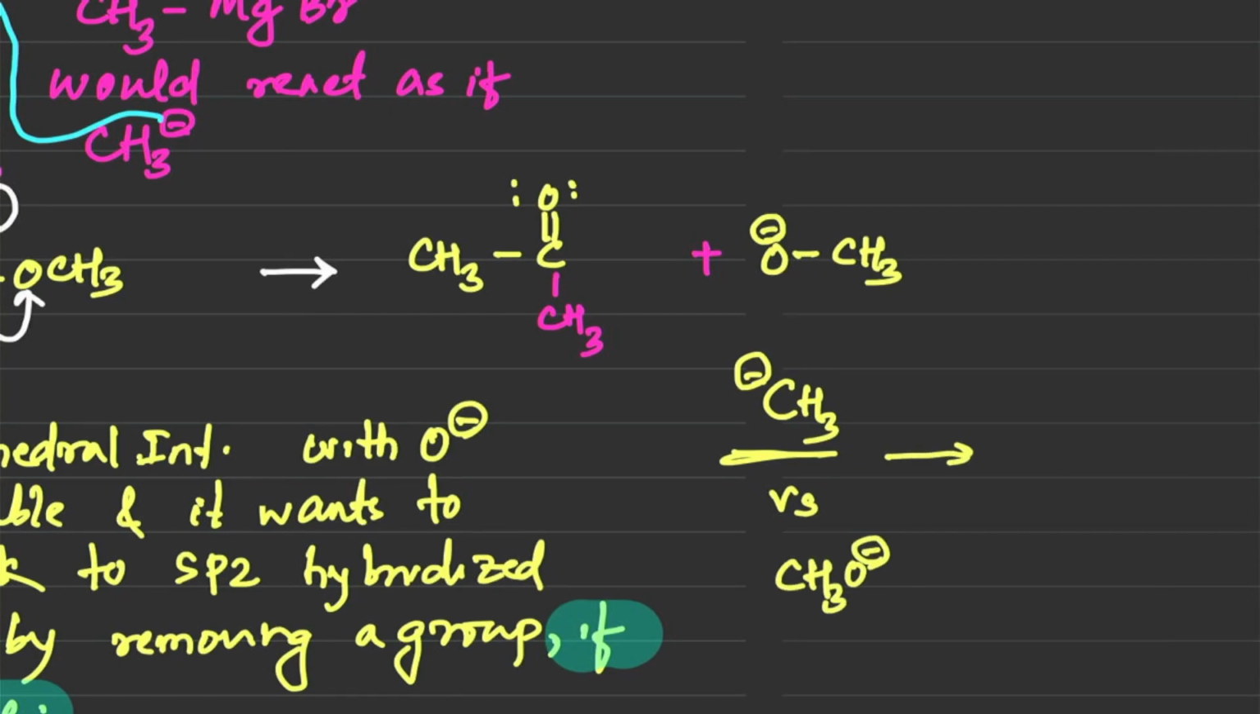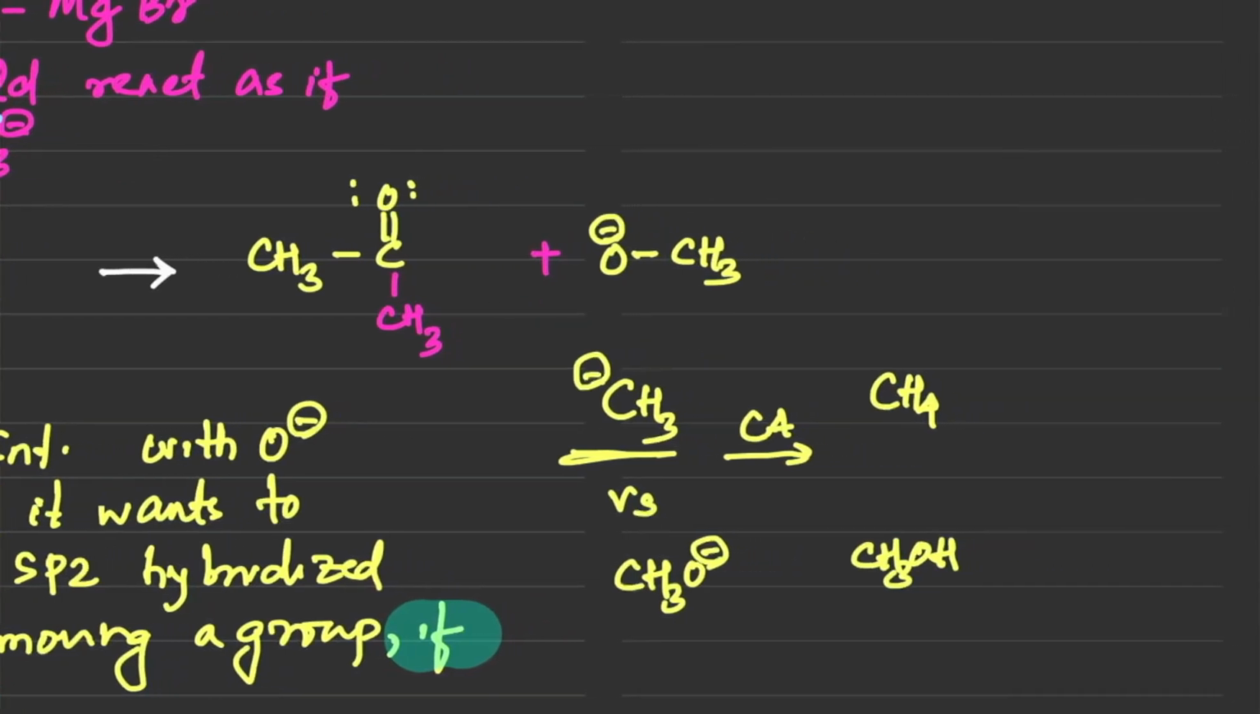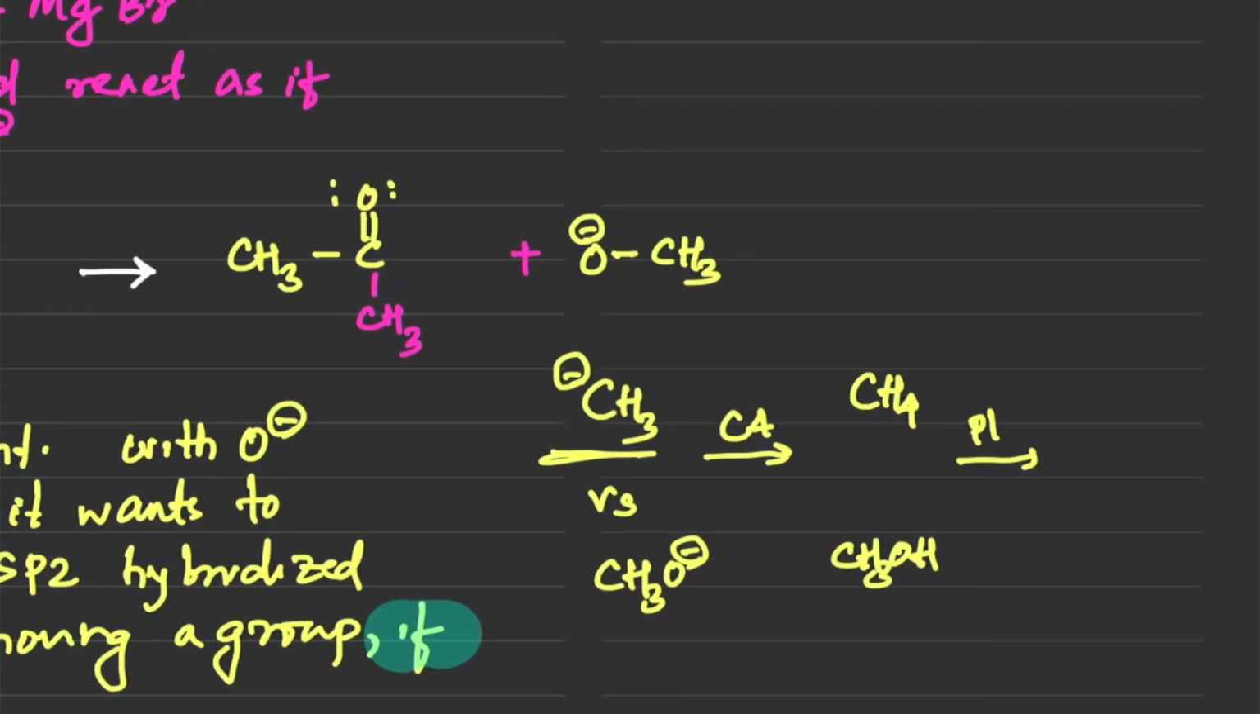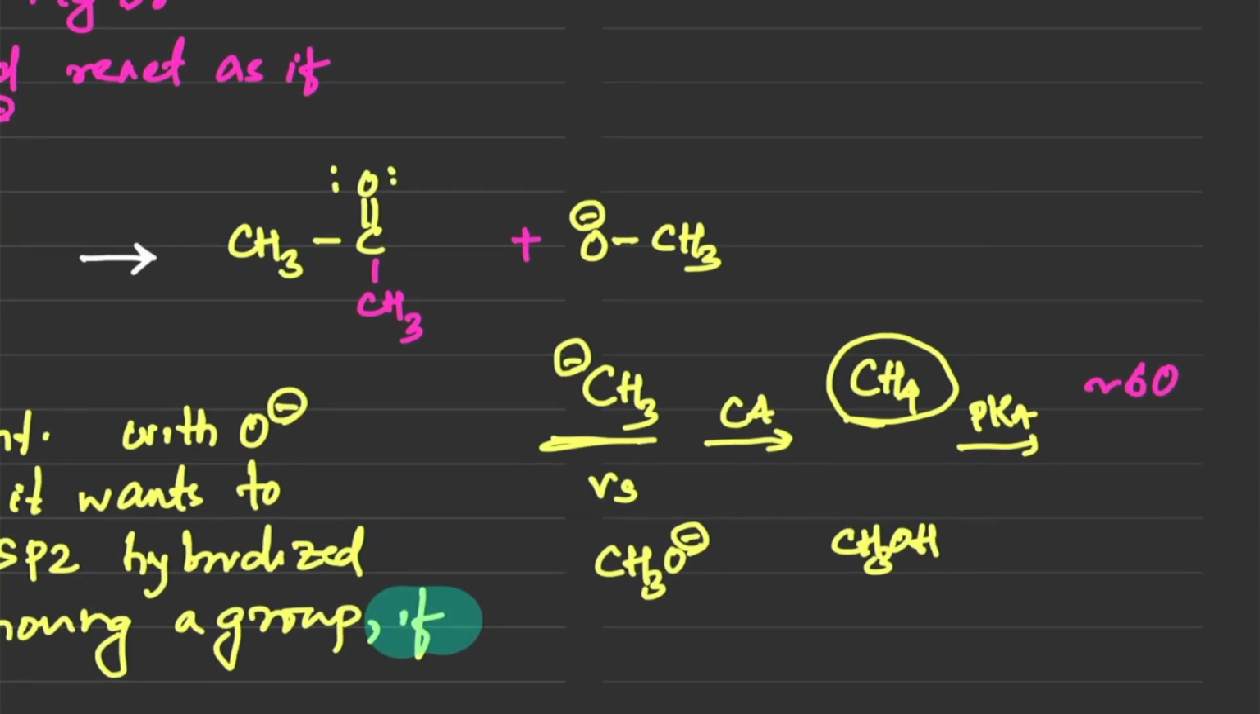So the first thing that you want to find is their conjugate acid. In this case, the conjugate acid is CH4. Here, the conjugate acid is CH3OH. Then find their corresponding pKa values. The pKa of CH4, the acidic proton right there, is very high, 60. So it's very basic. It's almost very weakly acidic.